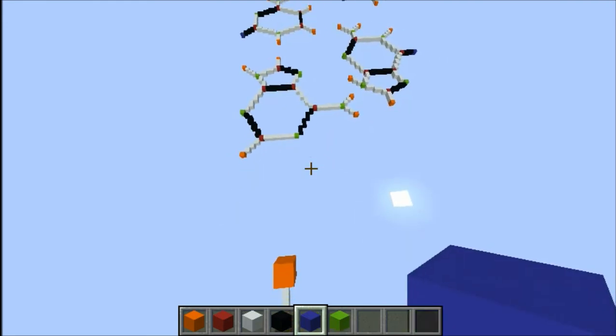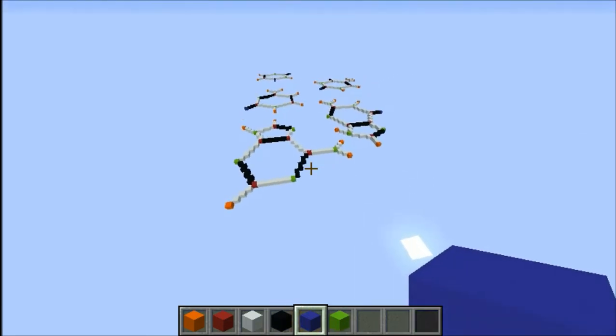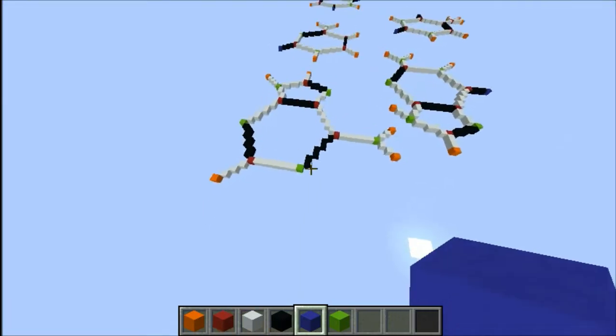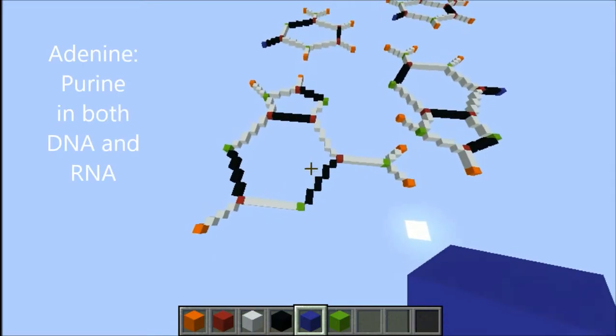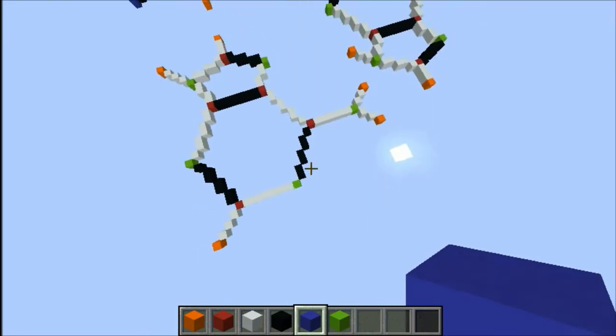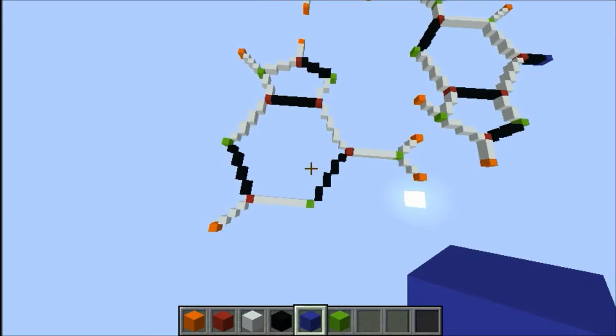Over here I have built nucleic bases, all five of them, and their molecular structure. Over here we have adenine. Adenine is a purine because it has two rings. It is also represented as blue in our structure. It is in both DNA and RNA.